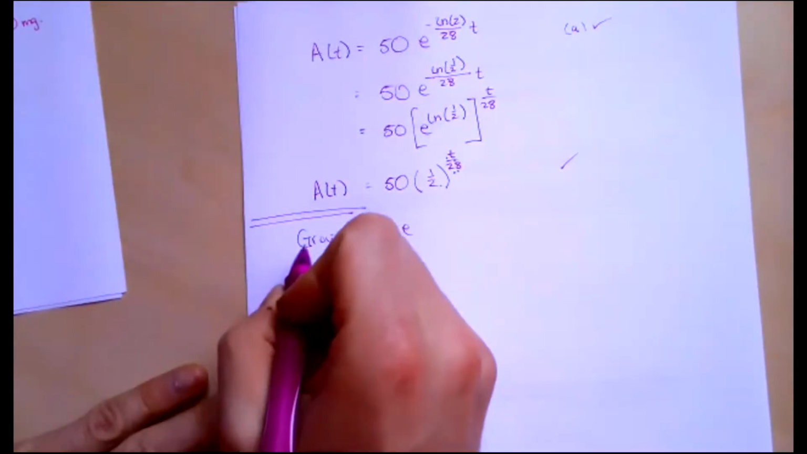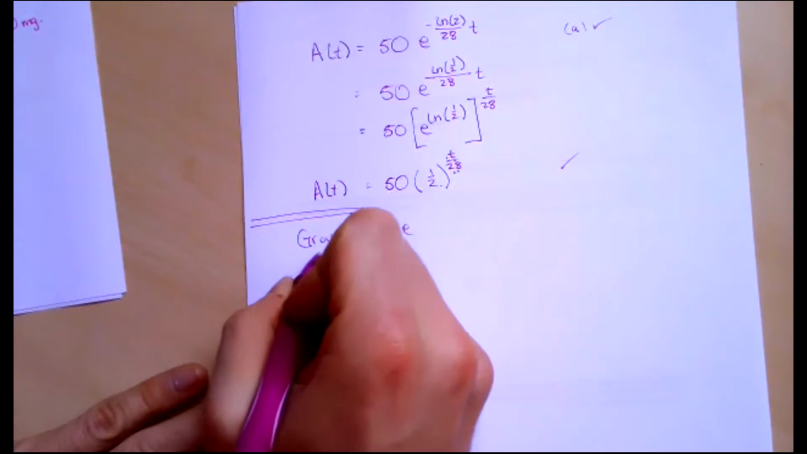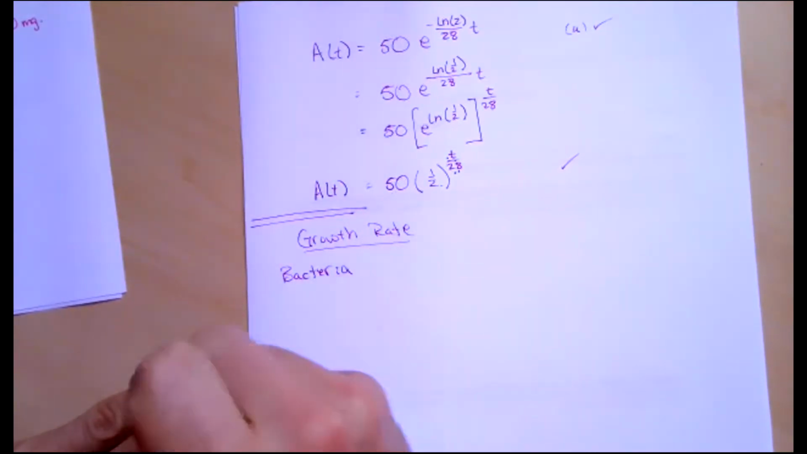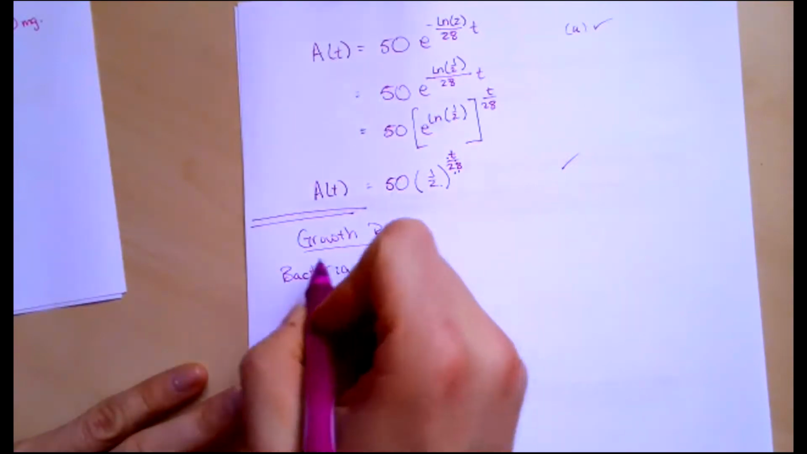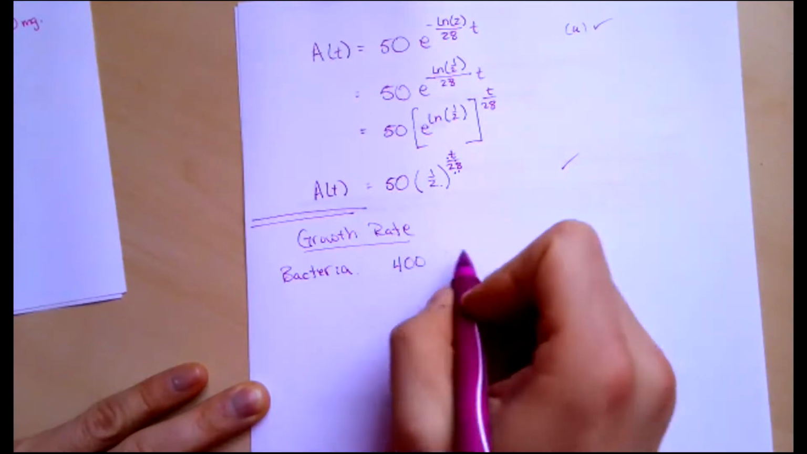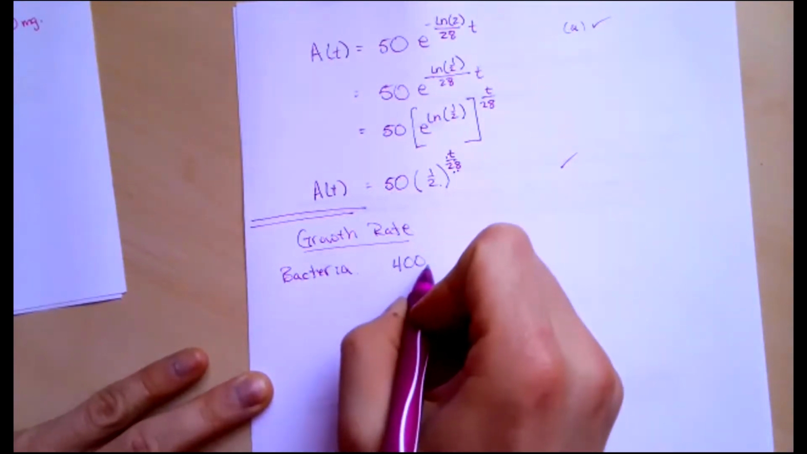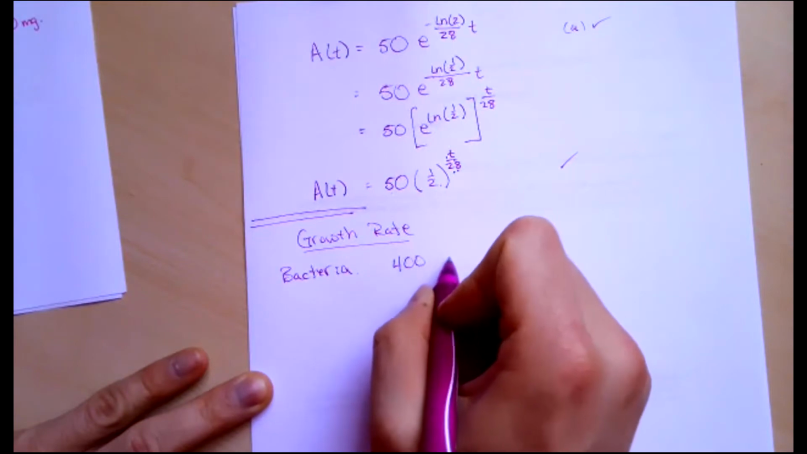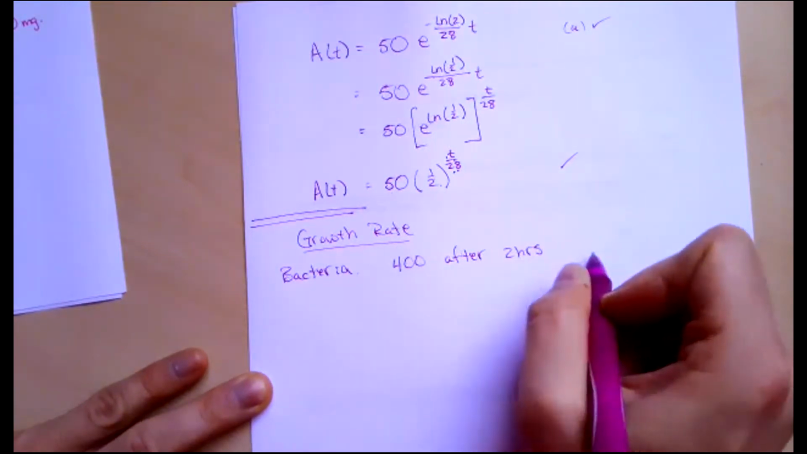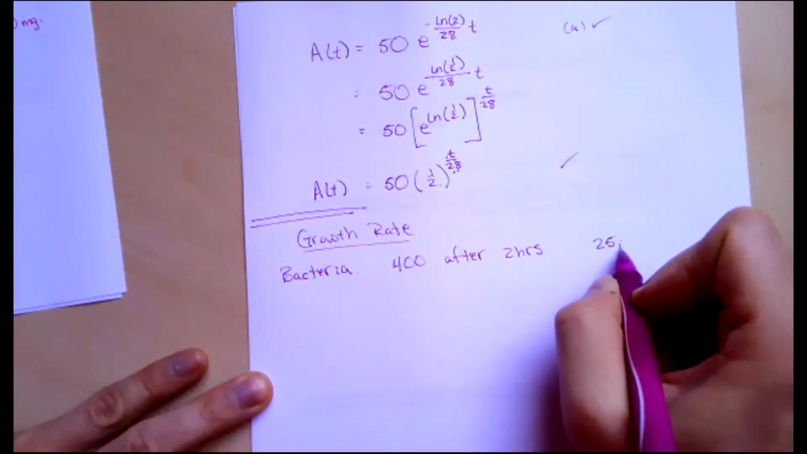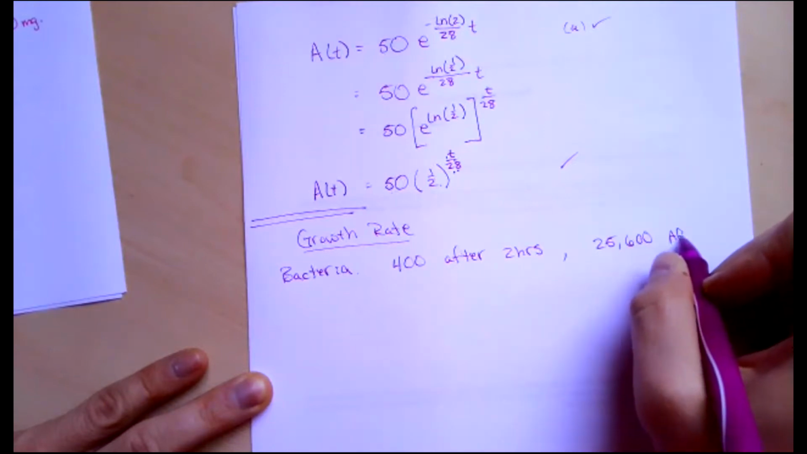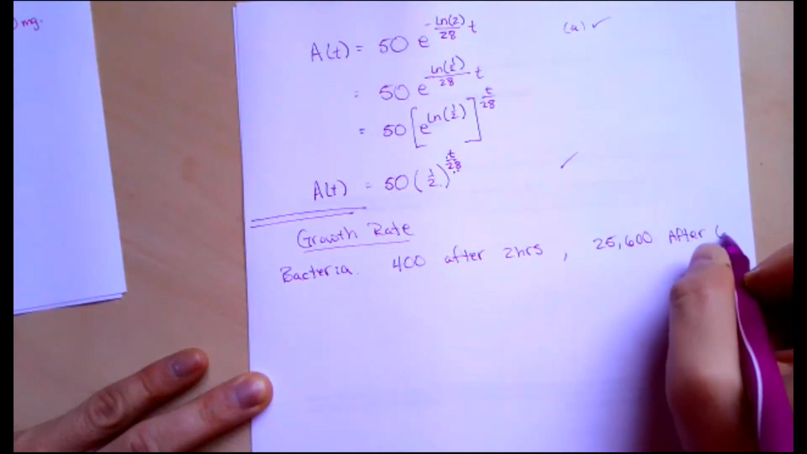So we've got a bacteria culture that grows at a constant rate, and we are told that it has 400 bacteria after 2 hours and 25,600 after 6 hours.